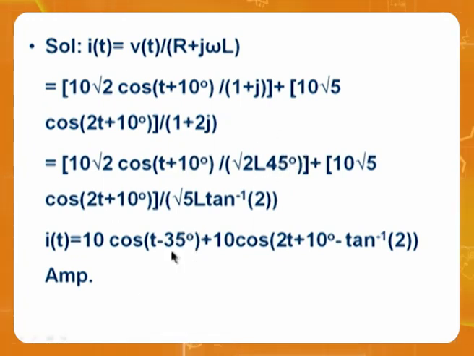So it is minus 35. And when the angle here is 10, that will be there as it is. Tan inverse of minus 2 will go here. So therefore, effectively 10 cos t minus 35, 10 cos 2t plus 10 minus tan inverse of 2. So this is the angle created by this circuit.